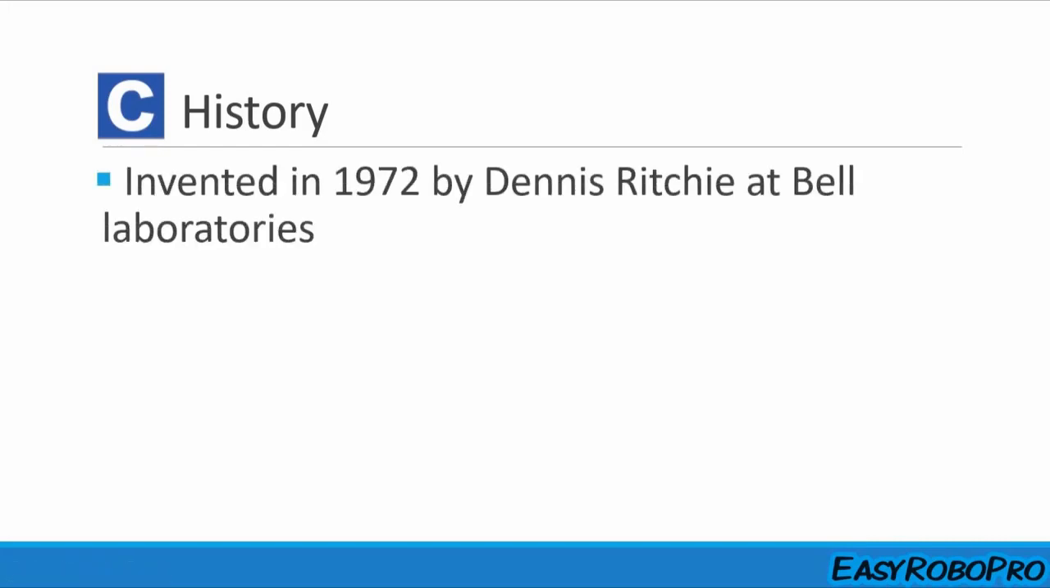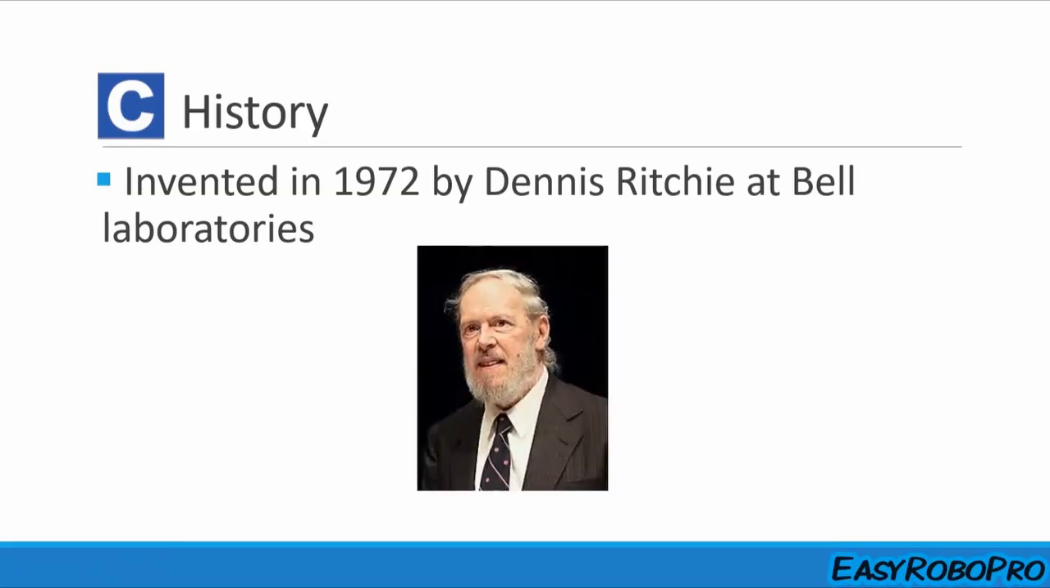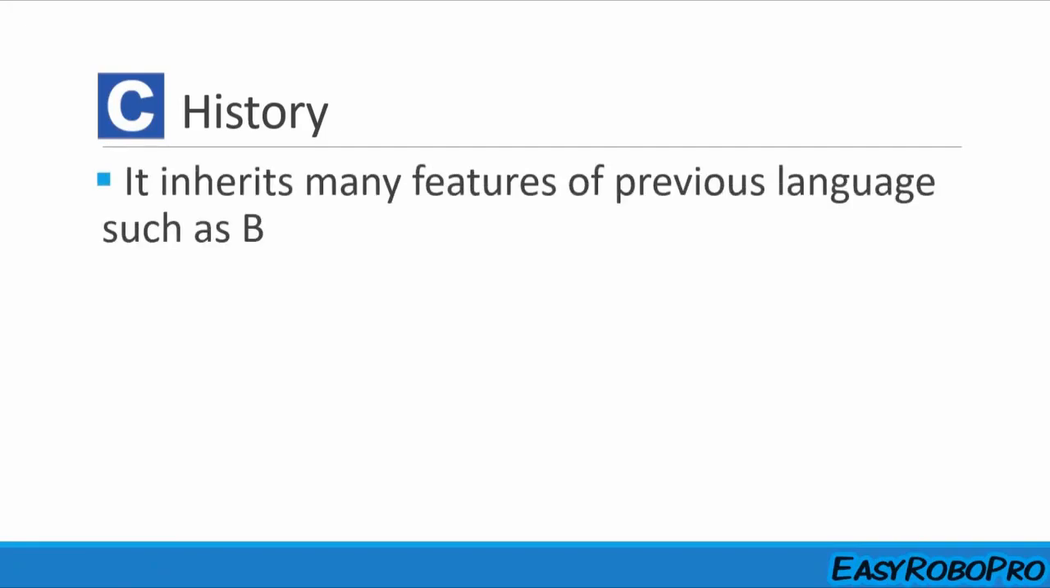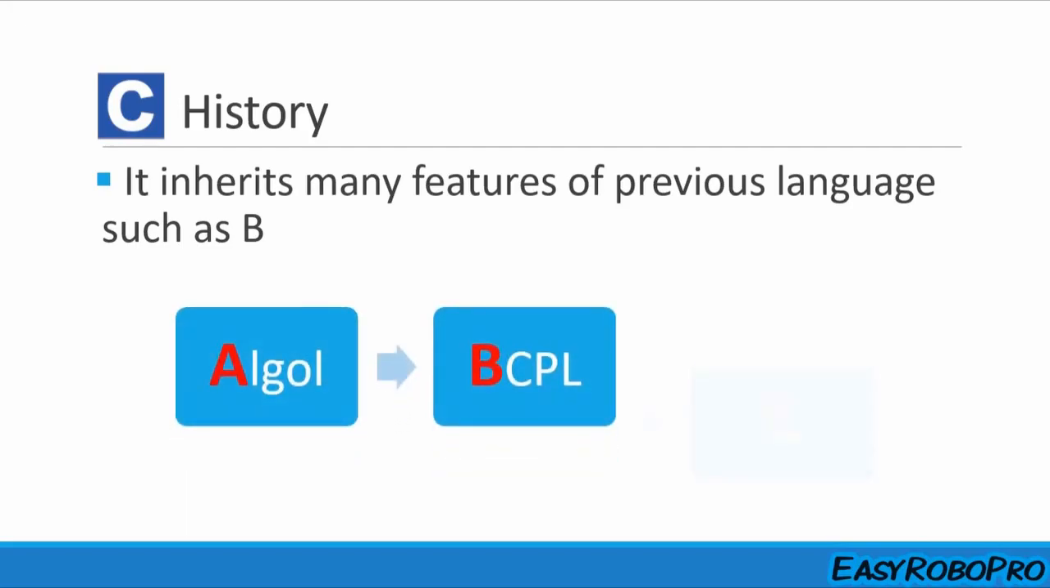Talking about the history of C language, C was invented in the year 1972 by Dennis Ritchie at Bell Laboratories. It was used to build the components of the Unix operating system. But why the name C? Because it inherits a lot of features of its previous language, B, and that's why the name C.